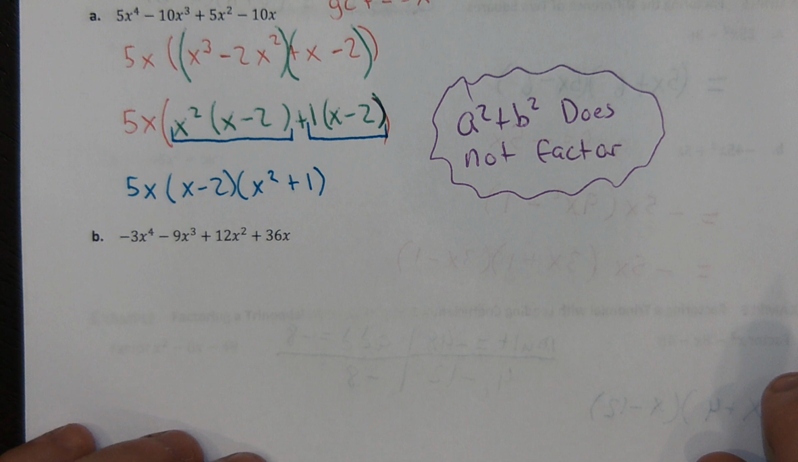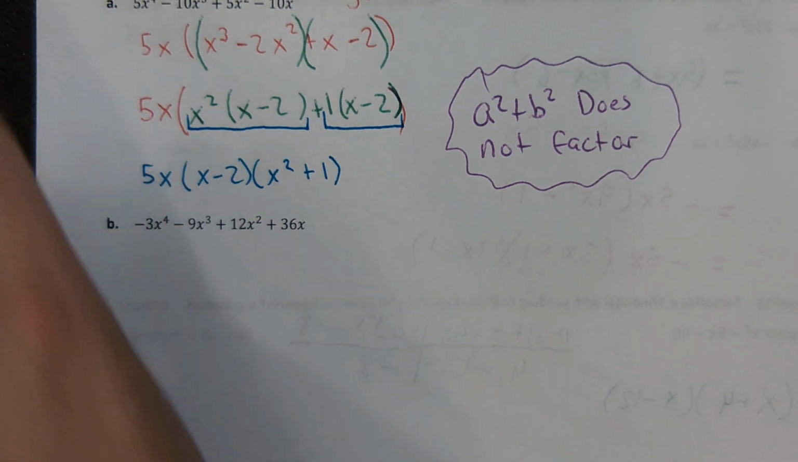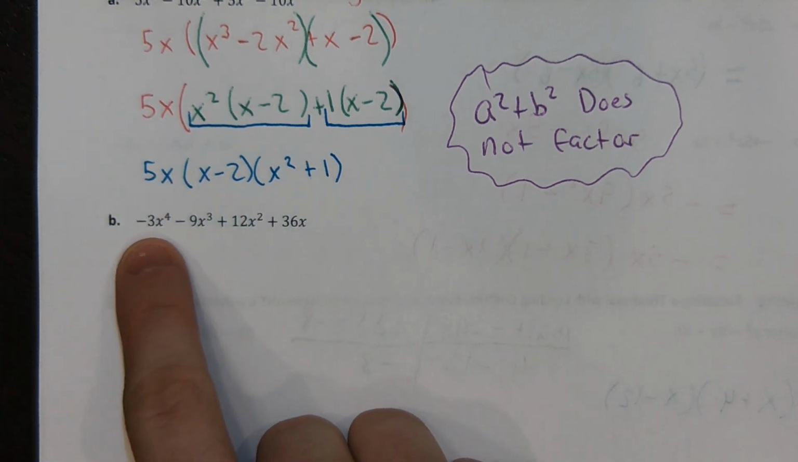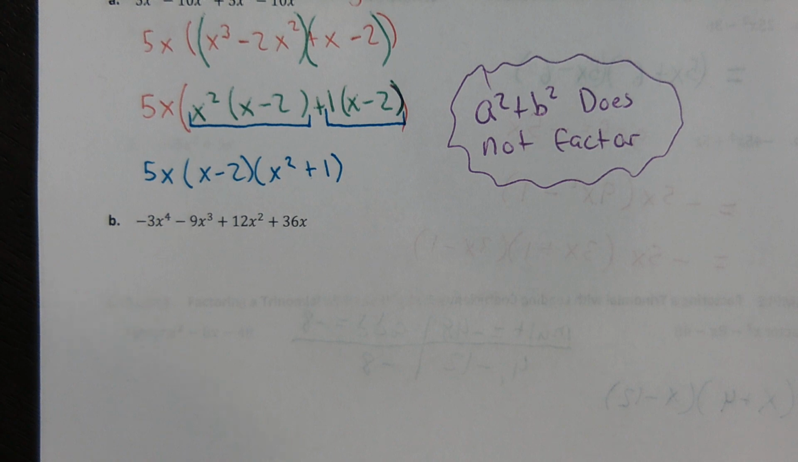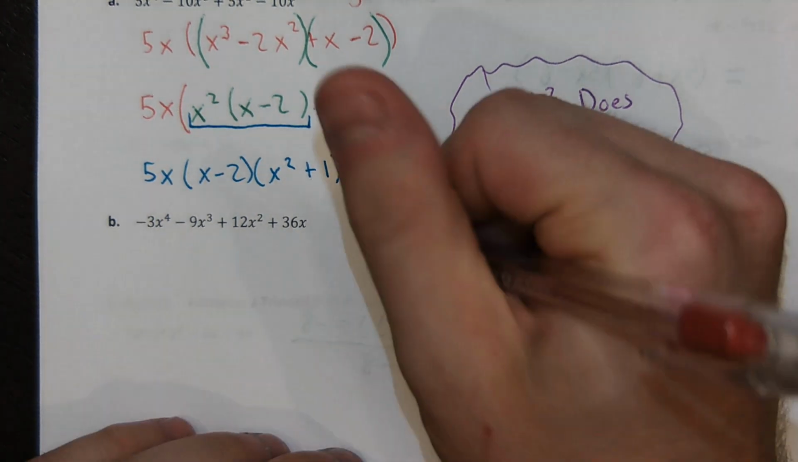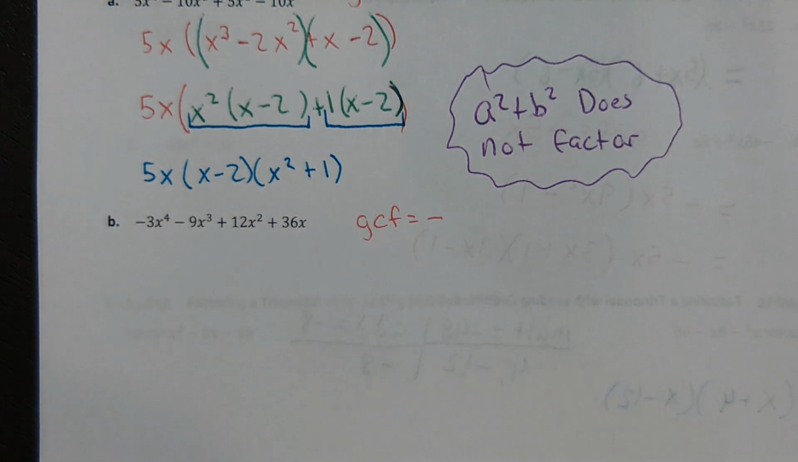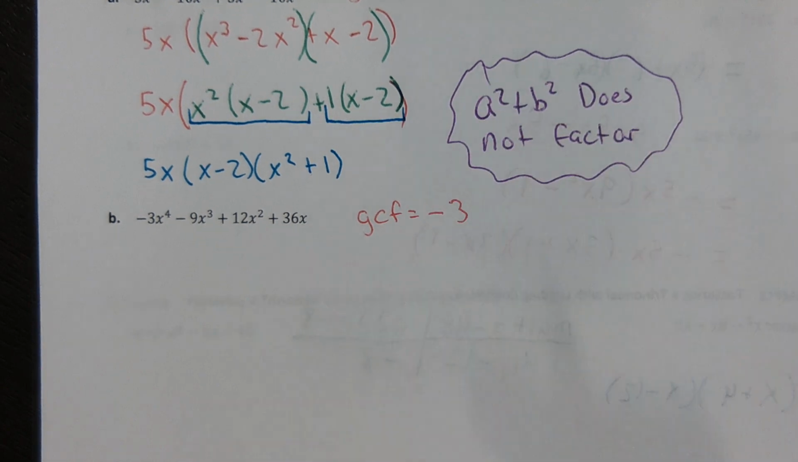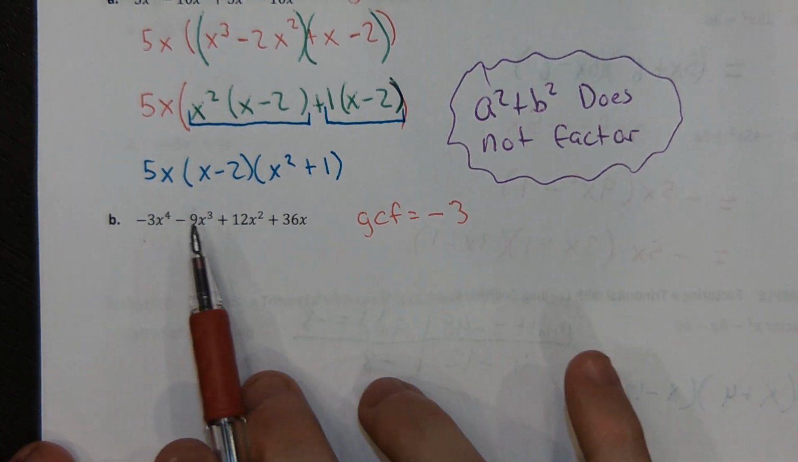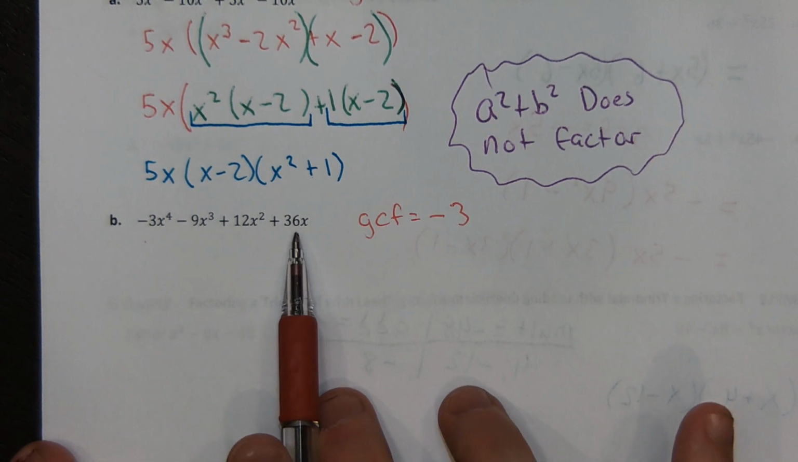And our very last example, let's see what's up. Hey, that leading term is negative. So what does that tell you? It tells you you have a negative GCF. Let's look to our numbers. 3, 9, 12, 36. All those are divisible by 3. Now let's look to our x's. 4, 3, 2, 1. They could all give me 1.